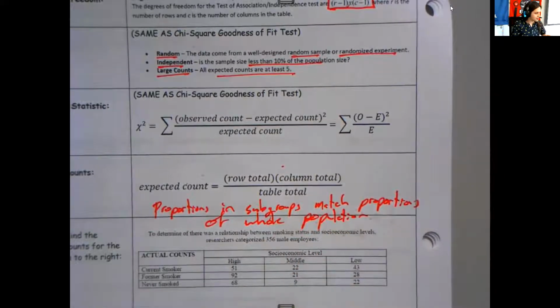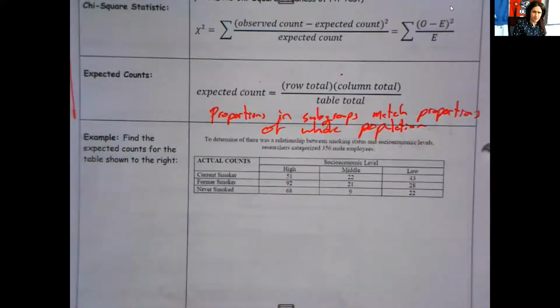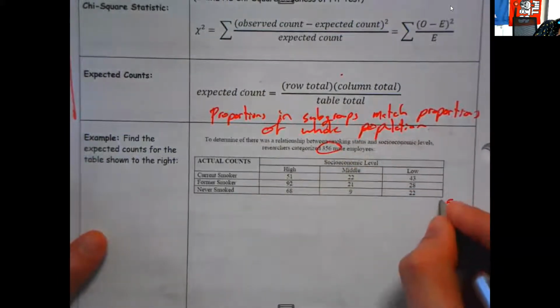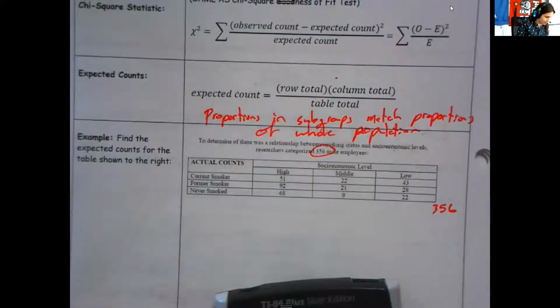What does that mean? Let's look with solid numbers down below. We have smokers and socioeconomic level. Just think through this in words: if these were truly independent, the proportion of current smokers in each of the socioeconomic levels would be the same as the proportion of current smokers out of the total. There are 356 male employees, so 356 is the total. If we add across the top row, 51 plus 22 plus 43, let's go ahead and get row and column totals.